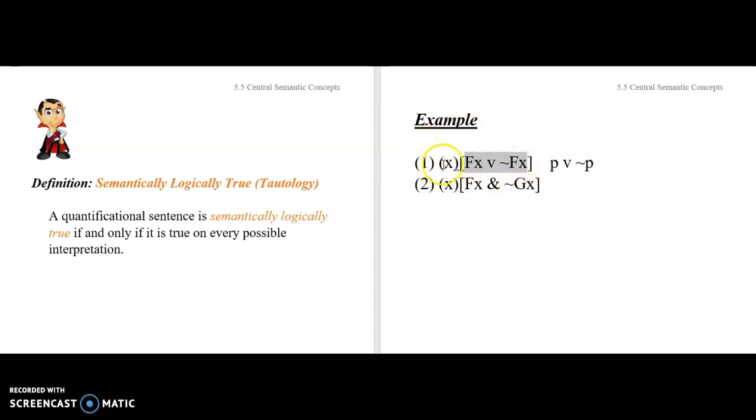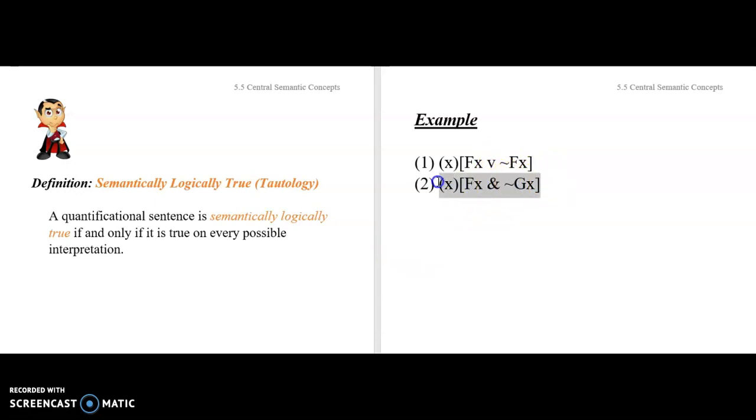Now, this is not of the form P or not P. This is a universally quantified sentence, but inside of here you do have a P or not P, and that was supposed to be your kind of hint, okay? Another way you could have thought about it was that since I told you that only one of them is a tautology, you could think about trying to prove which one of them is not, okay?